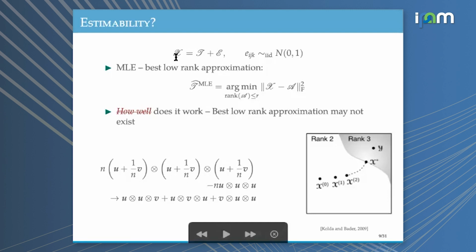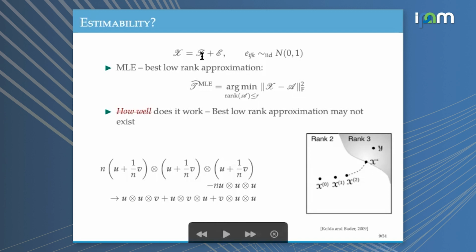Forget about how we do it. Forget about the algorithmic parts and how we do the computation. I just ask a very simple question: how do I infer this signal from X? Well, in statistics, the most natural thing to do would be the so-called maximum likelihood estimate, which in this case, because we're assuming the noise is Gaussian, is basically the best low rank approximation.